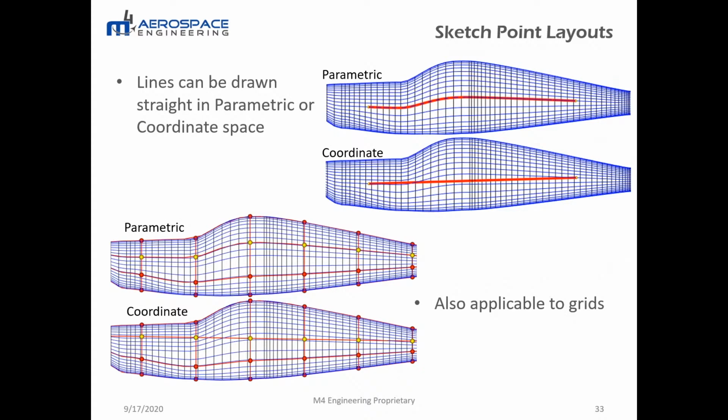Just as a further note, lines and grids can be drawn straight in either parametric space defined in OpenVSP, or they can be defined as being straight in coordinate space. This just provides the user with an added layer of control and convenience to the sketch point layout.